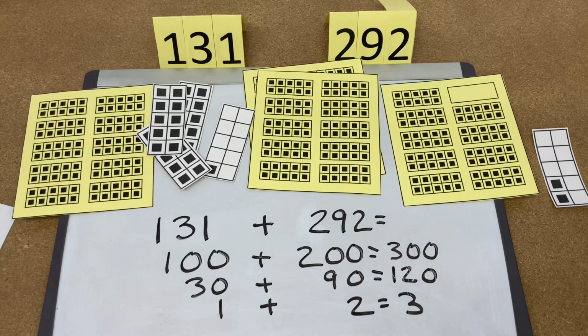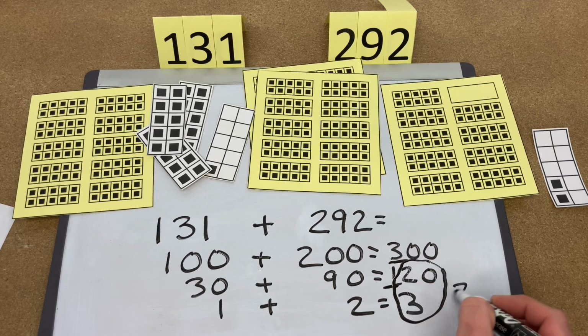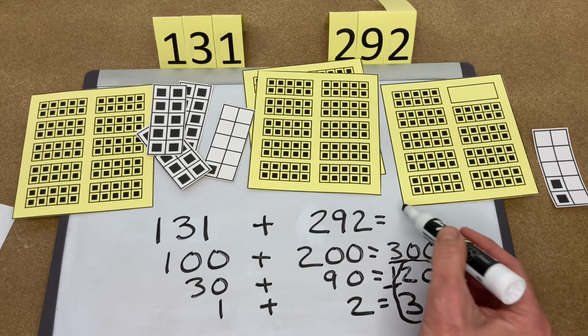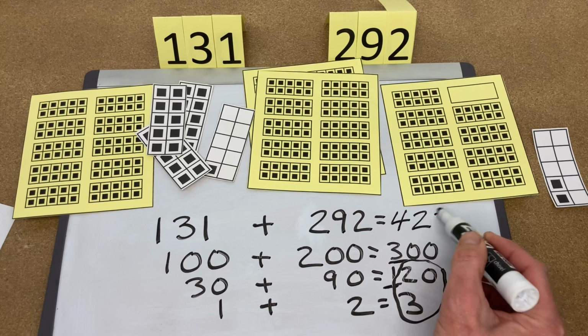Now we combine the numbers, and we look for similarities. So we see we have 300 and 100 to make 400, and then we can combine 20 plus 3 for 23, which would give us a total of 423.